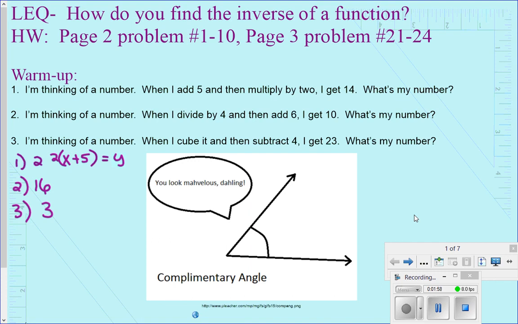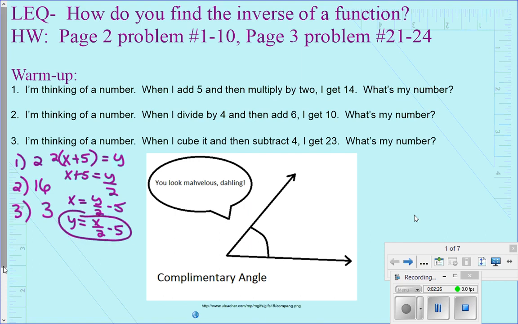So I'm going to first divide by 2, and then second subtract 5. So x equals y over 2 minus 5. And if I then interchange the x and the y, because that's what we want to do for inverses, the input becomes the output becomes the input. So y is equal to x over 2 minus 5. That's the equation for the inverse of the original. Okay, so then we did that for each one of these.